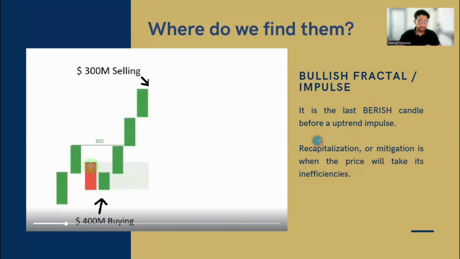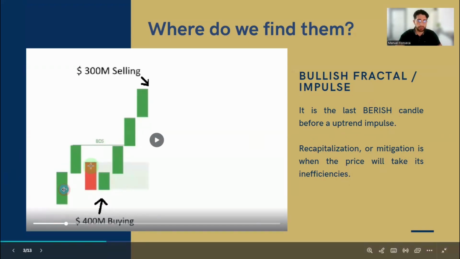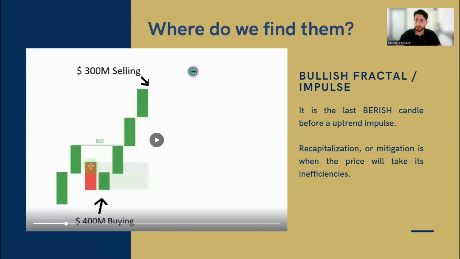Now, what is the meaning of this? When you have a fractal, in this case, we have seen here how a fractal is being created, right? The bullish will find here an order block, where always the last bearish candle, in this case the red one, or it could be this green one as well. Now, what is happening here? This will become a zone of high probability of reaction, and then the price can come here and capitalize it or mitigate it.